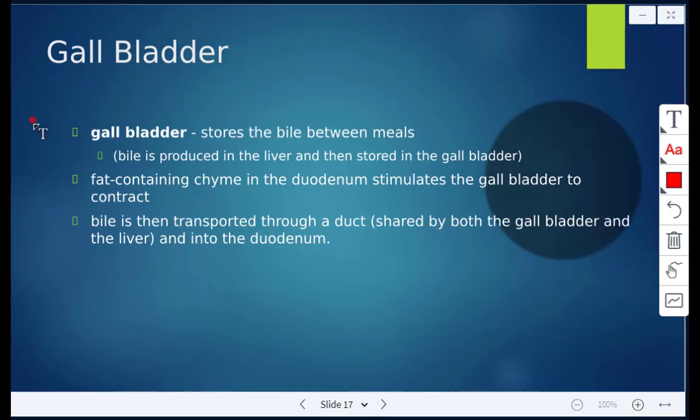The gallbladder stores the bile between meals. Just remember that bile gets produced in the liver, but then it gets stored in the gallbladder. The fat-containing chyme in the duodenum stimulates the gallbladder to contract. The bile then gets transported through a duct, which is shared by both the gallbladder and the liver, and into the duodenum.